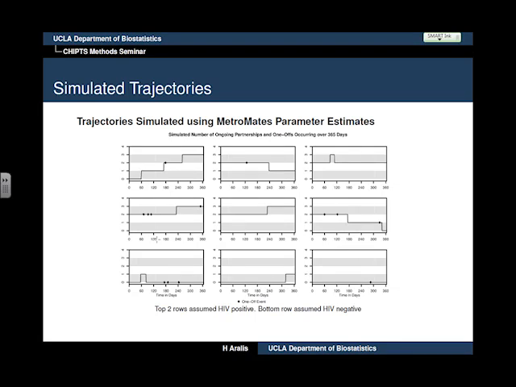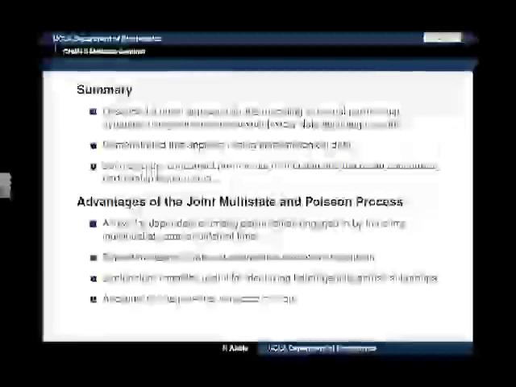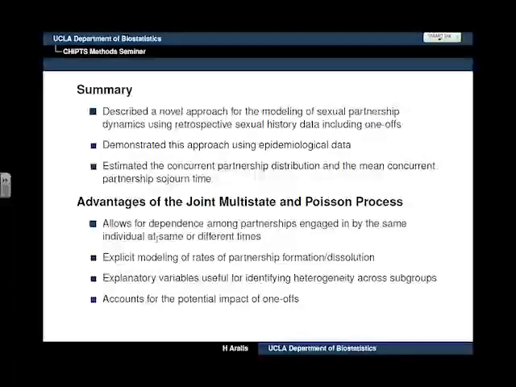So this is just a sample of simulated trajectories for someone who's HIV positive, and the bottom row, I believe, is people who are HIV negative. You can see there's less activity when we simulate for the HIV negative relative to the HIV positive people, but this is just an assumption. Okay, so in summary, we accomplished most of the goals we set out to.